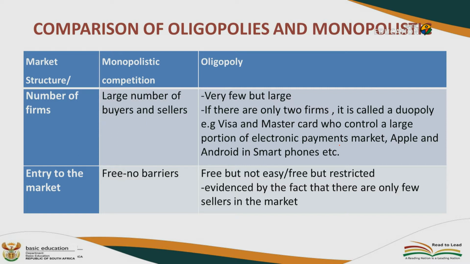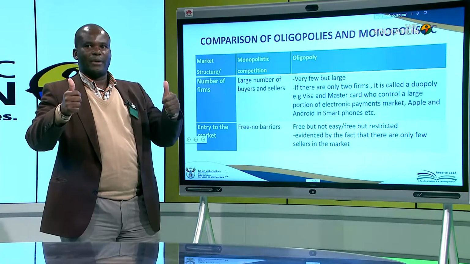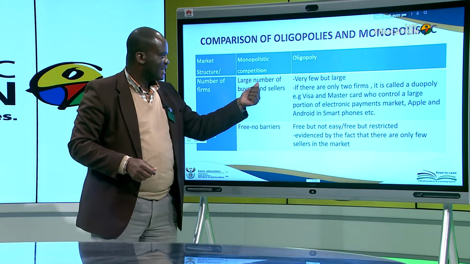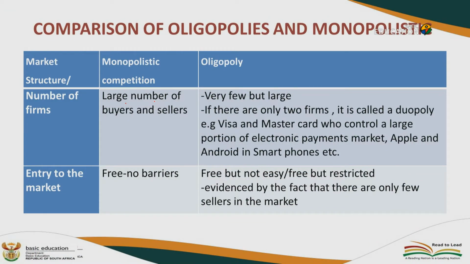In monopolistic competition, there is a large number of buyers and sellers. Oligopoly, very few, but large. So let's not confuse these two words. The same word, large. Under monopolistic competition, it's large numbers. What is large is the number, not the size of the firm. But when you go to oligopoly, it is very few, so the number is small, few firms, but each firm is large in terms of size.